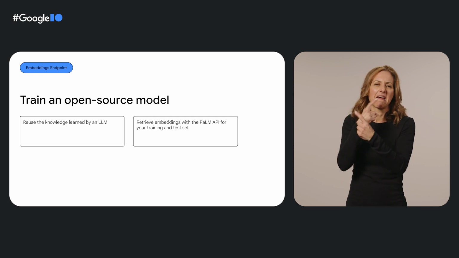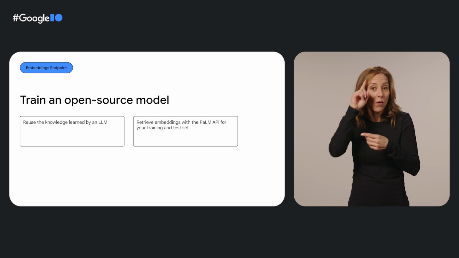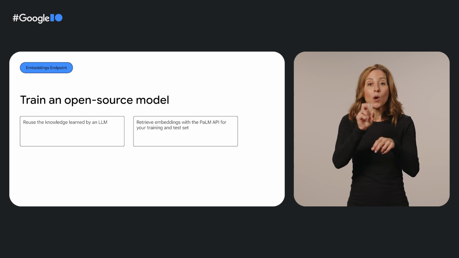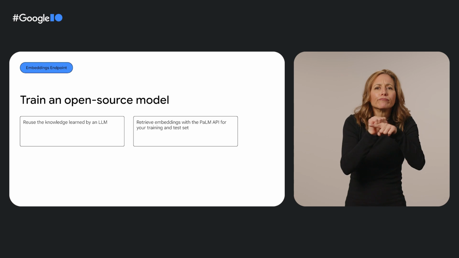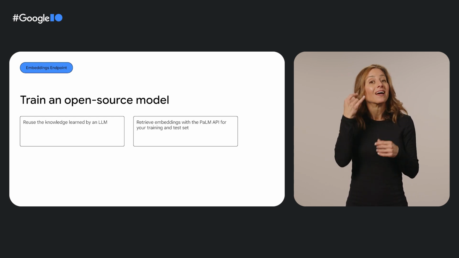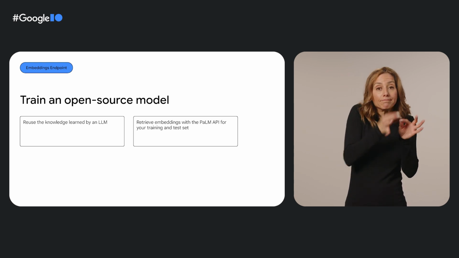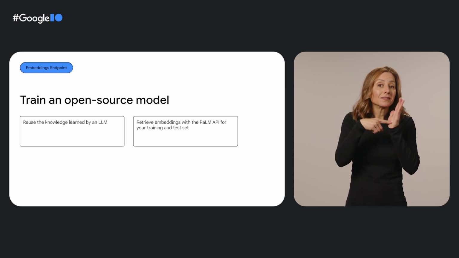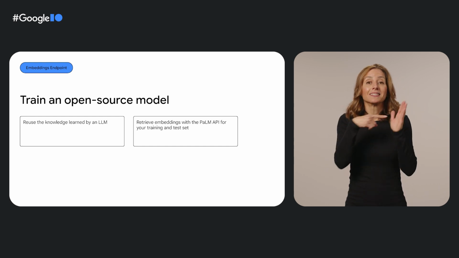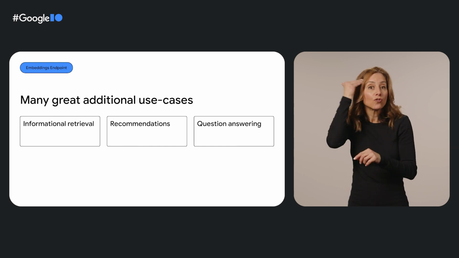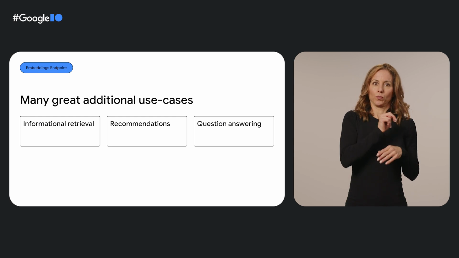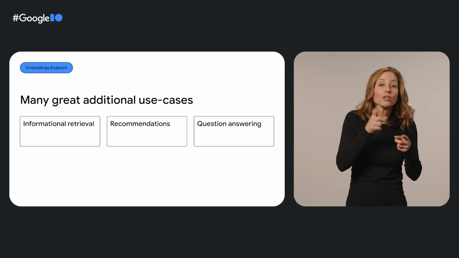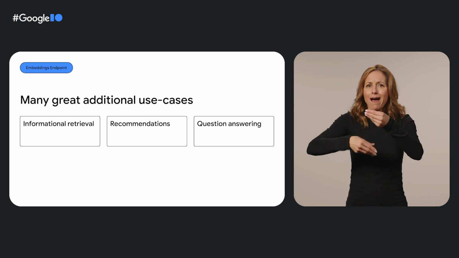And there's another important use case for embeddings, and they can help you with your open source machine learning projects. You can use embeddings to train a classifier with less training data than you normally would need. And the key idea is that rather than starting from plain text, you can retrieve the embeddings from the PaLM API for the examples in your training set and for the examples you want to classify. And you can apply the knowledge the language model has learned on your own data. Now, there are many additional use cases for embeddings, and these range from information retrieval to recommendations to question answering. And we'll be adding more examples for you in the coming months.